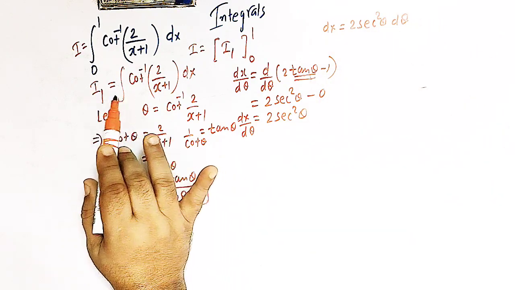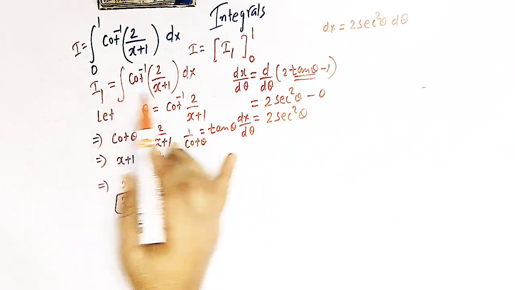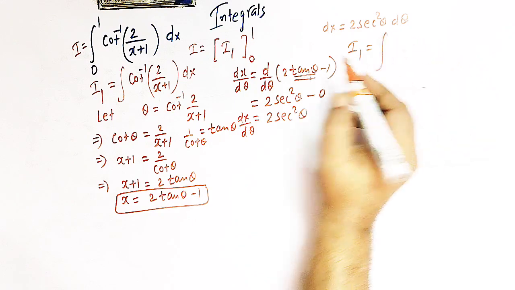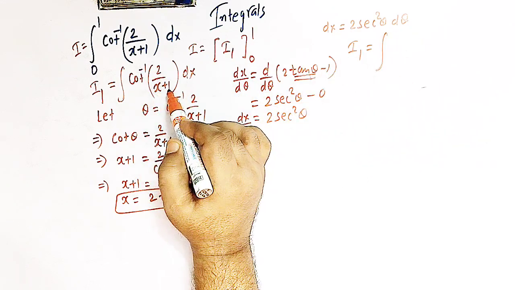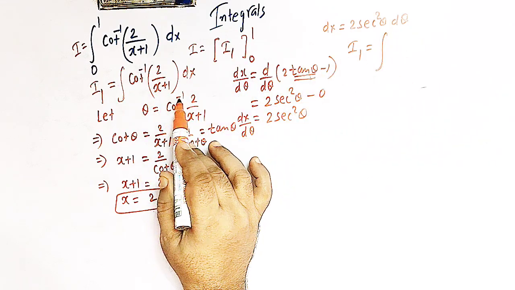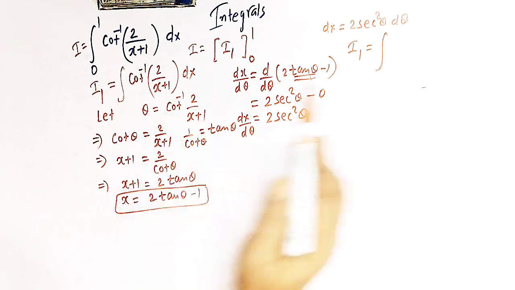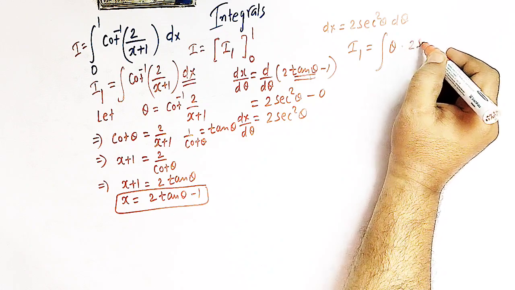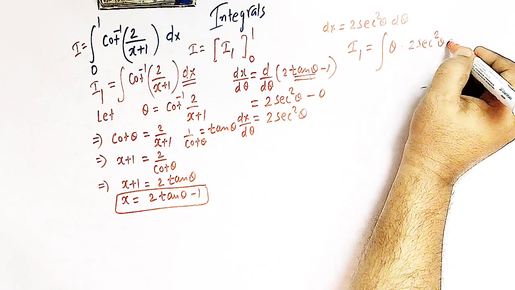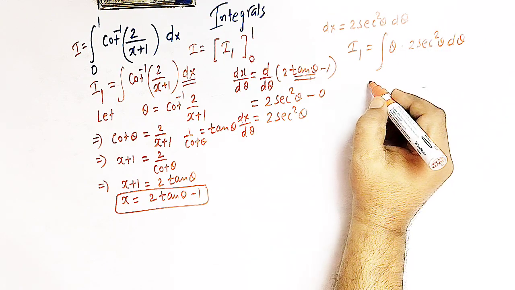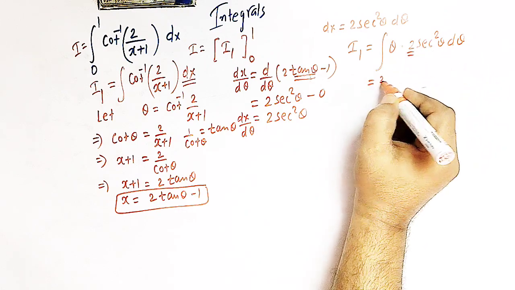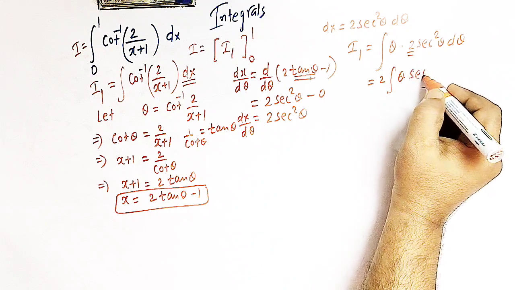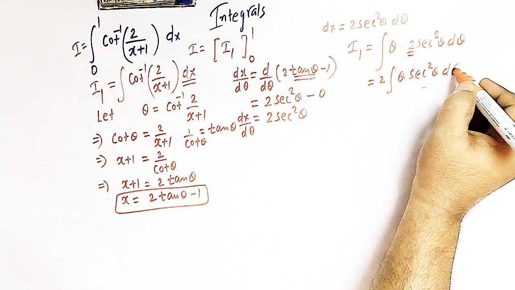Let us now express this integral I1 in terms of theta. We have cot inverse 2 over x plus 1. For cot inverse 2 over x plus 1, we can write theta, and for dx we can write 2 secant square theta d theta. Now 2 is a constant, we can take it outside the integral sign. So we have theta secant square theta d theta.